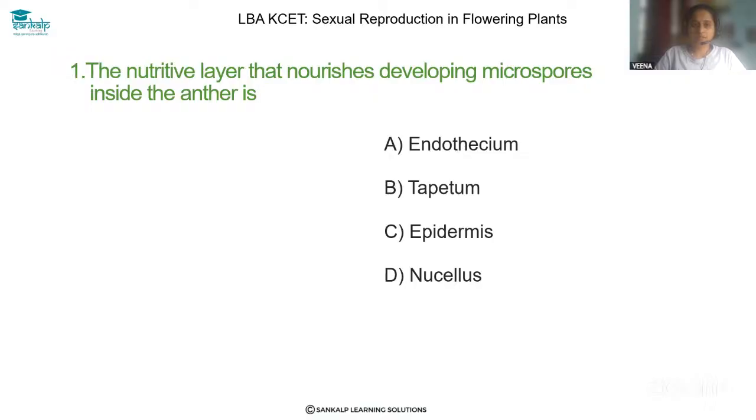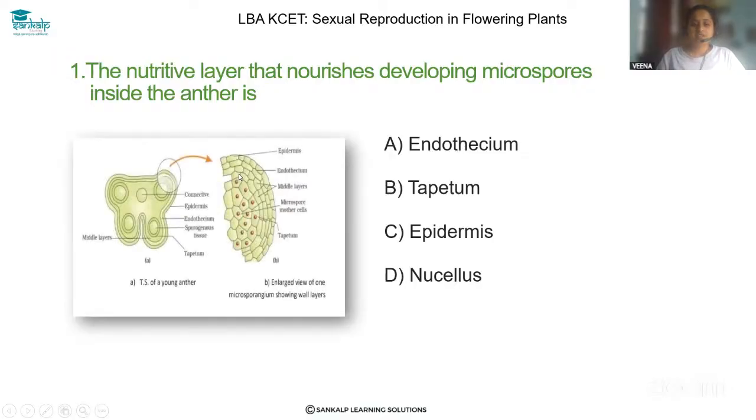Let's solve the first question. The nutritive layer that nourishes developing microspores inside the anther is. Dear children, just observe the structure here. This is the structure of the anther having four parts mainly: an outer layer, the epidermis, and the endothecium inner layer, and then a middle layer is present, and also the tapetum is there.